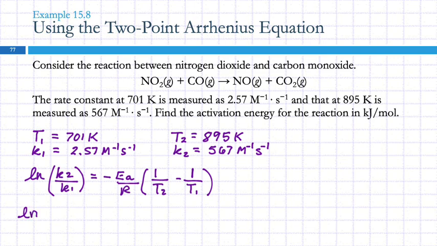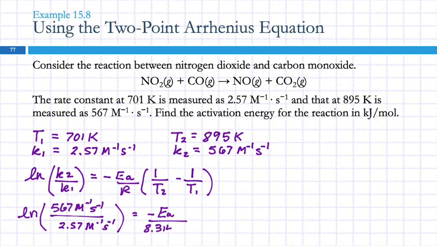So the natural log, and I'm going to plug these values in, K2, 567, K1, 2.57, is equal to negative EA, that's what we're trying to find, over R, 8.314 joules per mole Kelvin, times 1 over T2, 895, minus 1 over T1, 701 Kelvin.